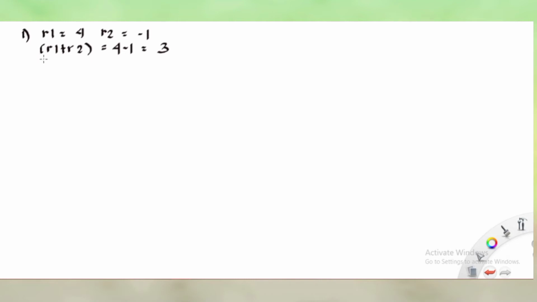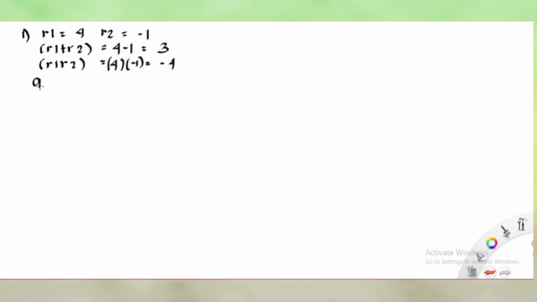Now let's have the product. R1 times R2. So root number 1, that is 4, times root number 2, which is negative 1. 4 times negative 1 is negative 4. So we have now the sum of the roots, which is 3, and the product of the roots, which is negative 4. So for us to identify the quadratic equation, we will be using the formula.